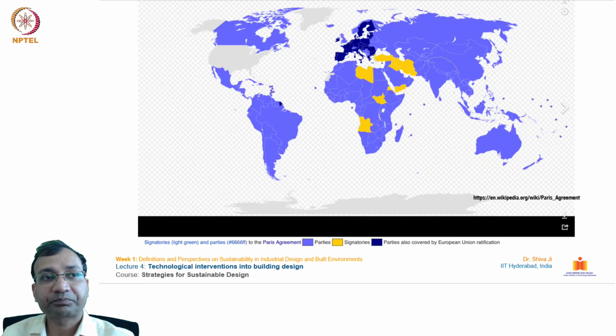Further, we can see over here the signatory countries, the parties who have signed the Paris Agreement. The parties are shown in this blue-purple color. You can see over here, so these many countries have actually signed. Signatories are shown in yellow, and the parties also covered by the European Union ratifications are given over here. And the countries who have not signed, for example, here you see the United States of America, who is the biggest emitter in recent times, in the recent century, has actually not signed on this Paris Agreement.